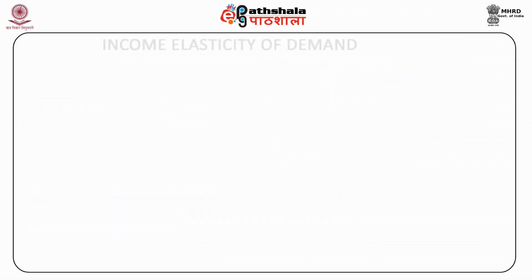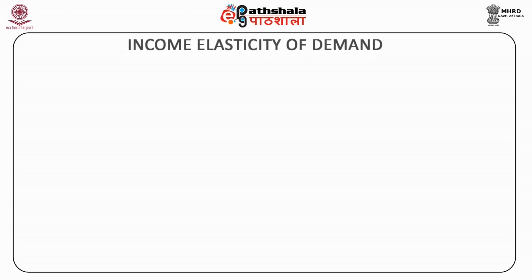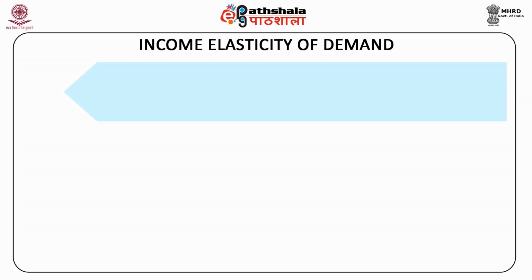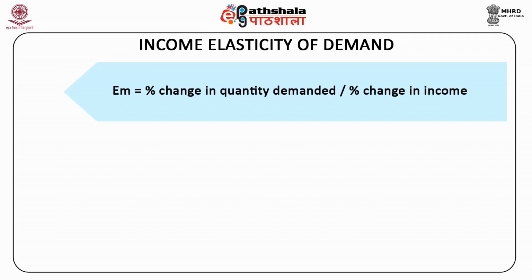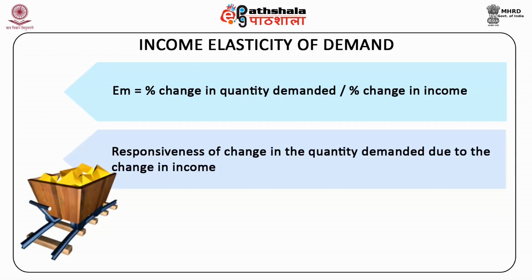The next topic we need to understand is the income elasticity of demand. Income elasticity of demand is defined as the percentage change in the quantity demanded divided by the percentage change in the income of the consumer. Algebraically, EM is equal to percentage change in quantity demanded divided by percentage change in the money income. Income elasticity also shows the responsiveness of the change in the quantity demanded of a product to the change in the income of the consumer, represented as M.